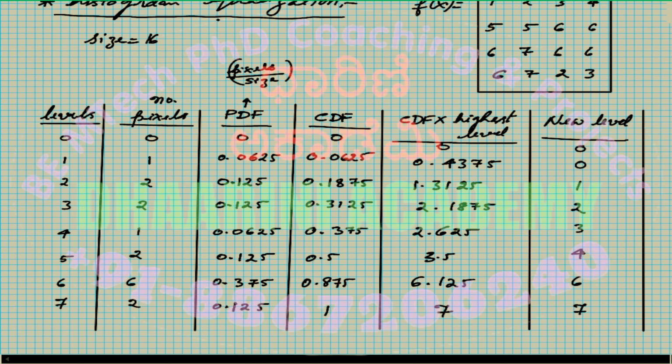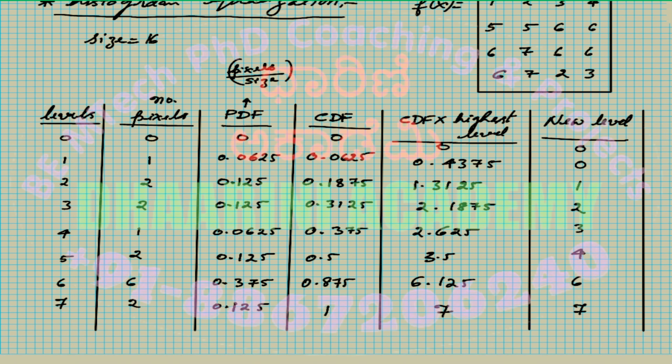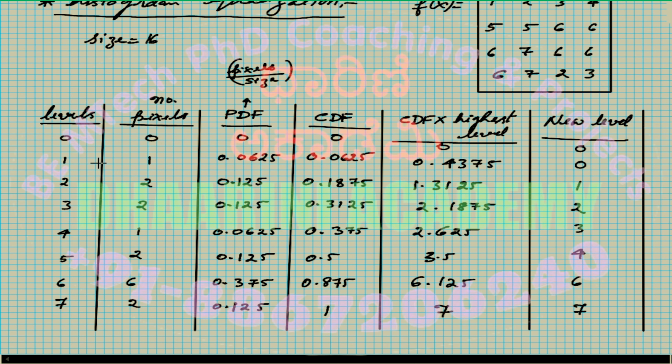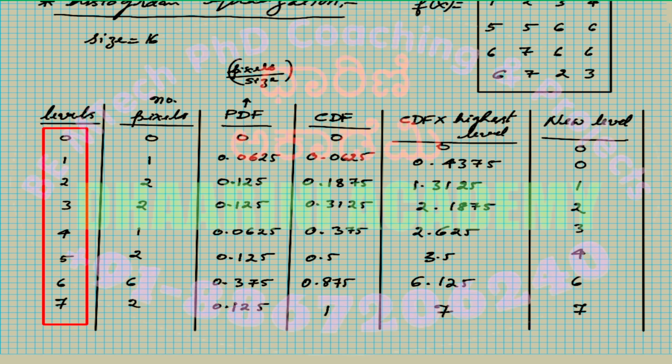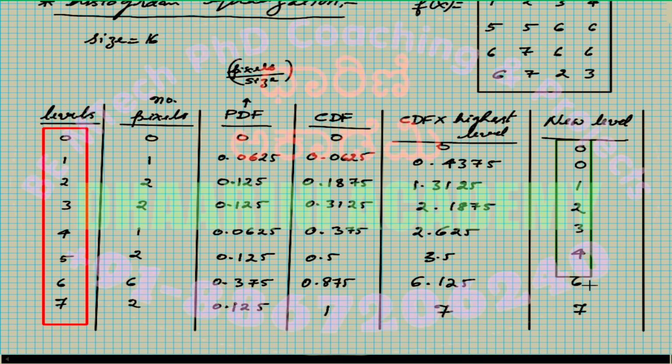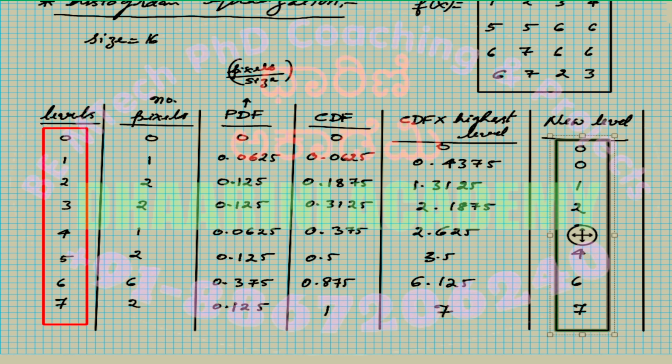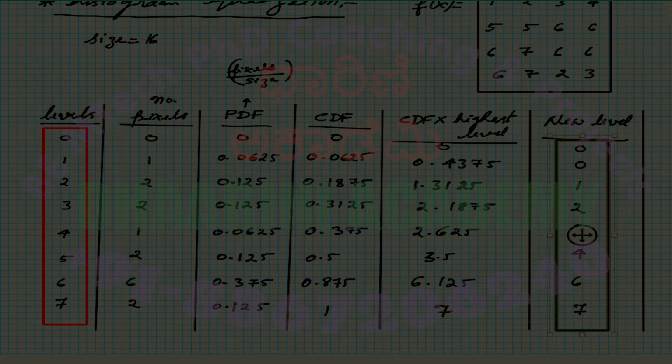So right, the histogram equalization is over, and the results are that whatever pixels had levels 0, 1, 2, 3, 4, 5, 6, 7, they have to be replaced by the corresponding new level value. That's all. That's the answer for the histogram equalization question.